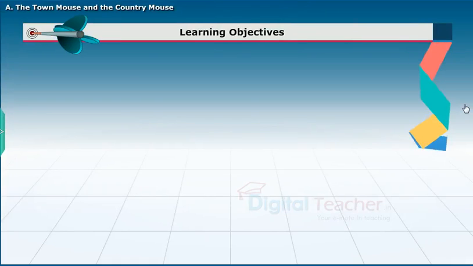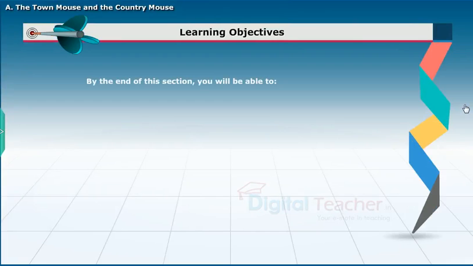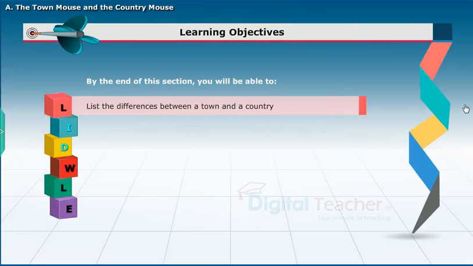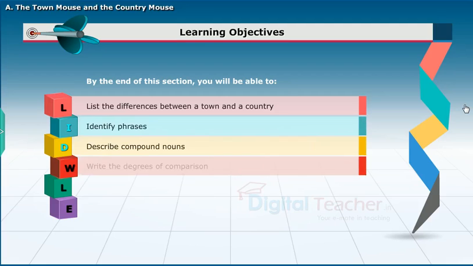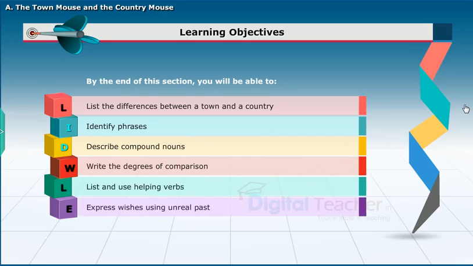Learning objectives. By the end of this section, you will be able to list the differences between a town and a country. Identify phrases. Describe compound nouns. Write the degrees of comparison. List and use helping verbs. Express wishes using unreal past.